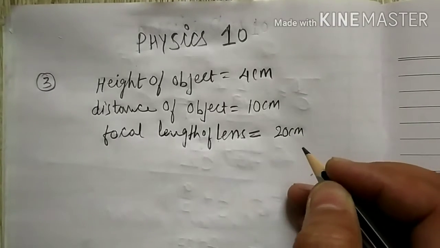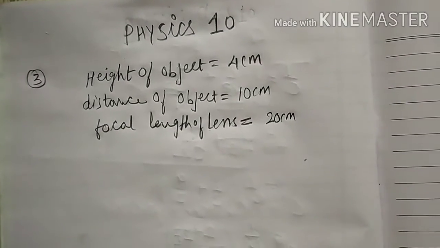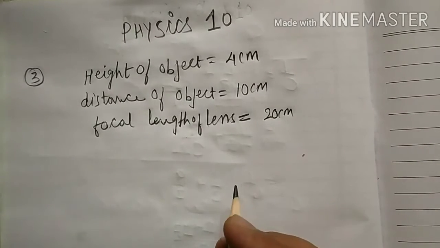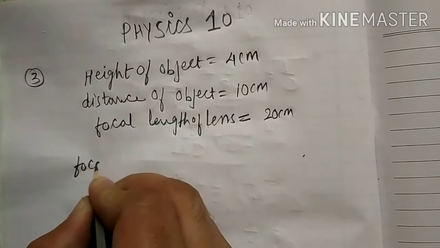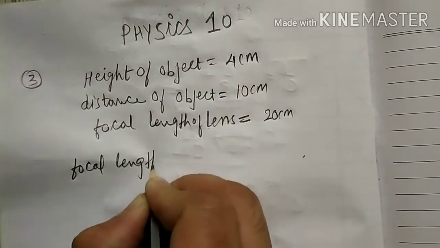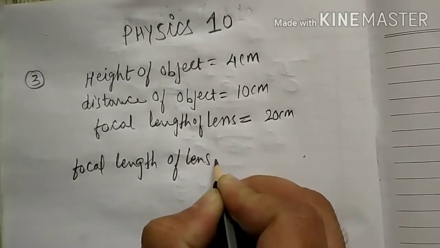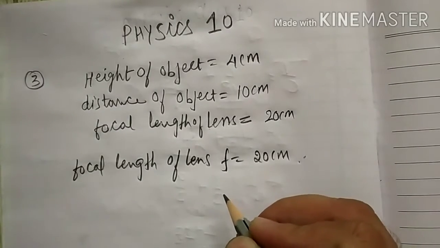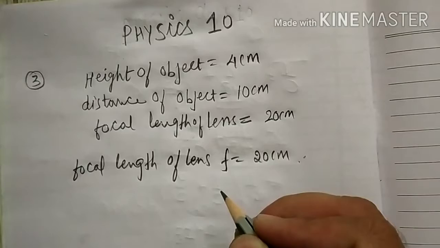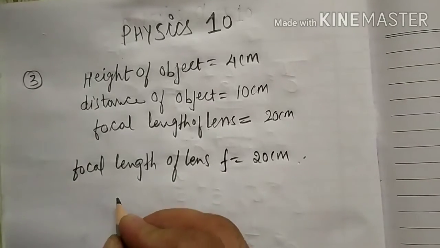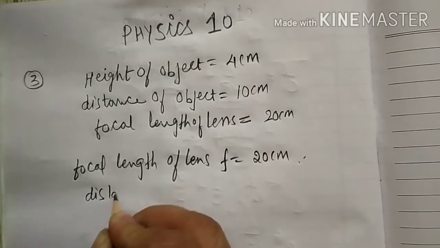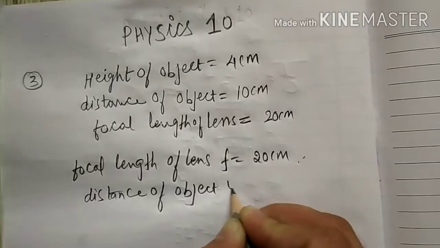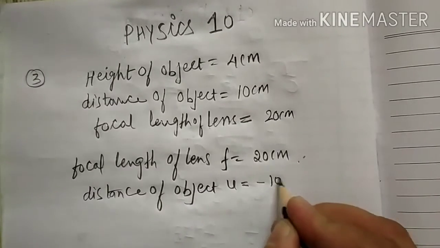I want to tell you about the sign convention of this convex lens. The nature of lens is convex lens, so we know very well the focal length of lens will be positive. So I'll write focal length of lens f equals 20 centimeter. I hope you understood. And as we know very well, the distance of object is always taken as negative. So distance of object we denote by u. So we'll write distance of object u equals minus 10 centimeter.